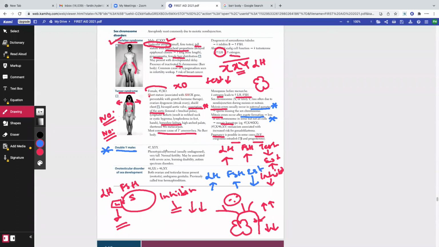But with these males, everything is okay. They have normal fertility, everything is normal. Maybe testosterone level is a little bit high, and they suffer from severe acne, learning disability, and autism spectrum disorder. Severe acne, learning disability, and autism spectrum disorder. Not high yield, that's that, okay?